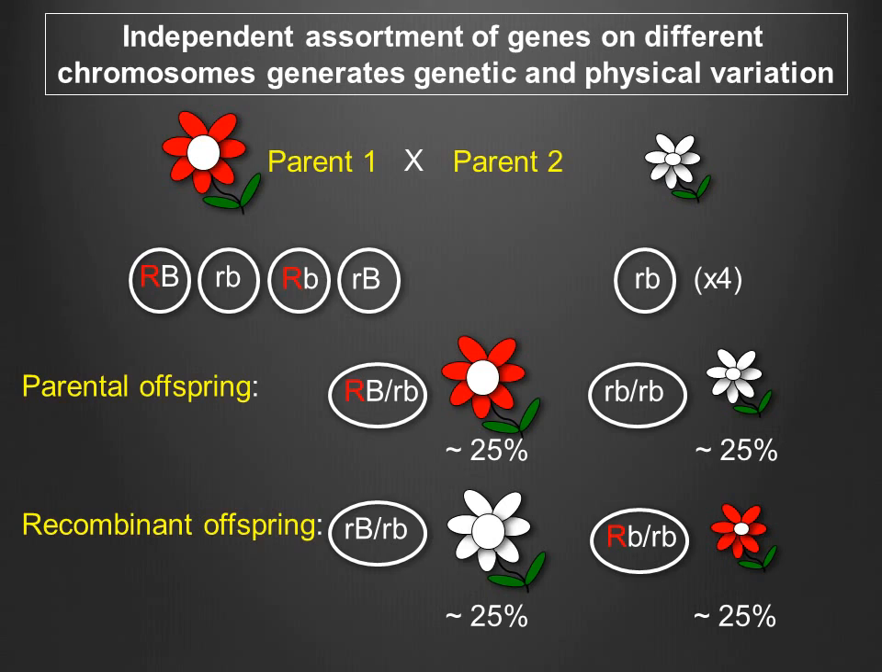Fusion of these gametes with the gamete produced by the homozygous recessive parent generates 4 phenotypically and genotypically different classes of offspring in equal proportion. Approximately 50% of the offspring have parental phenotypes, and the other 50% have recombinant or non-parental phenotypes.